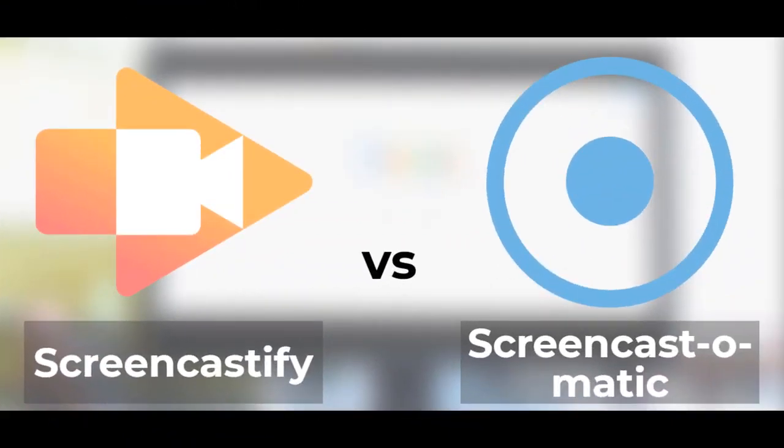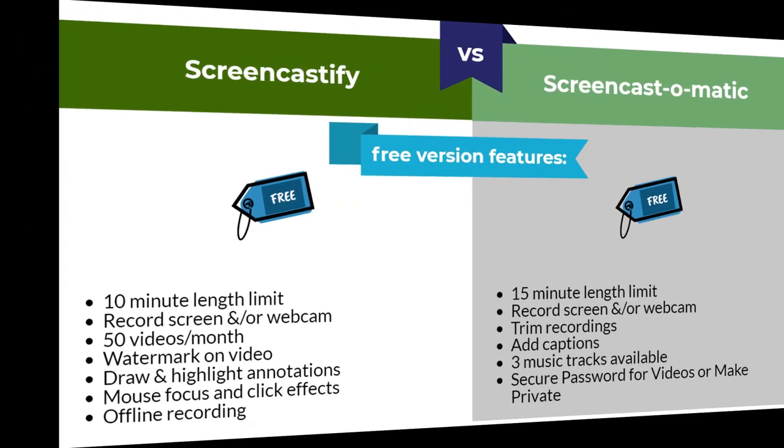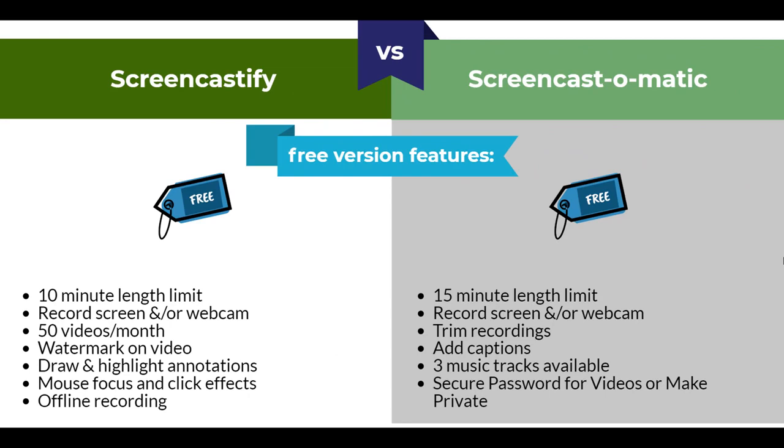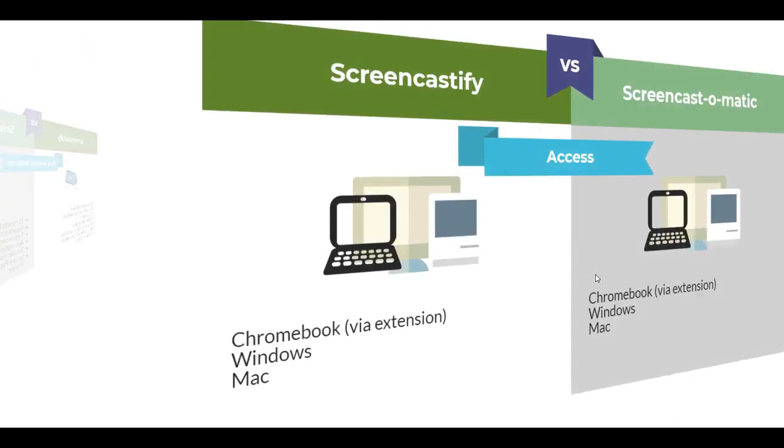So we've looked at all of the features of each of these. Now let's go back to comparing them. The main differences between the free versions of Screencastify and Screencast-o-matic has to do with the length of the video. Screencastify only gives you 10, whereas Screencast-o-matic gives you 15, and some of the other features. Screencastify lets you annotate live on screen and mouse focus and click effects. Screencast-o-matic lets you trim as soon as you're done and add captions or music tracks.